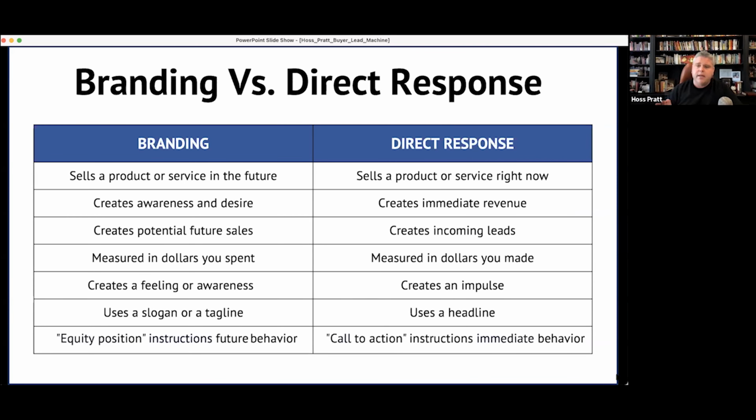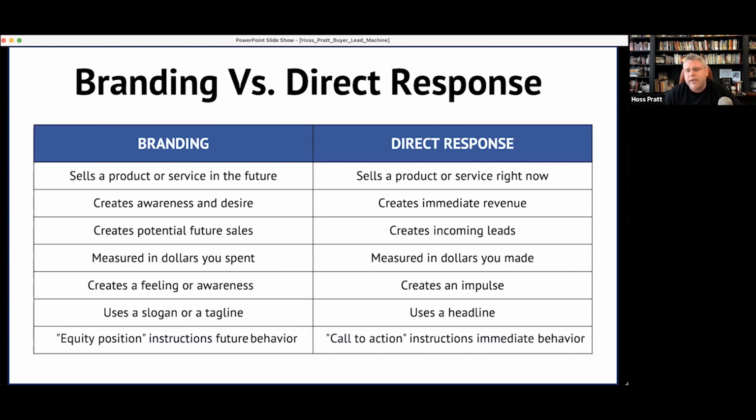So out of those 3 ways, I want to explain the difference in branding and direct response, because this is important. This is marketing. I know I've done training where we talk about marketing, what it is, and everybody has an idea of what marketing is to them. I look at it like this. There's 2 types of marketing. You have branded marketing and direct response. Here's what branded is. It sells a product or service in the future. It creates awareness and desire, creates potential future sales. It's measured in dollars that you spend, creates a feeling or awareness, uses a slogan or a tagline, equity position, instructs future behavior.